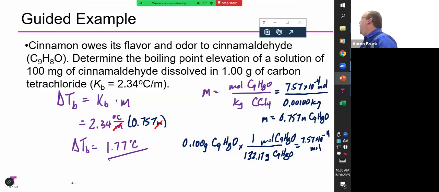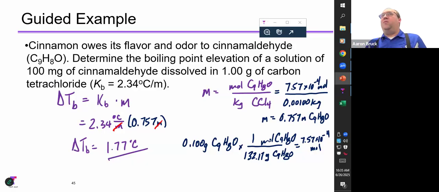Now, one really important thing about this calculation. This is a calculation that is only telling us how much the boiling point changed. It's not the actual boiling point itself. Carbon tetrachloride does not boil at 1.77 degrees Celsius. If it did, we'd have a different name for it. Gas. Carbon tetrachloride is naturally a liquid. So if the question were asking us, what is the boiling point of this solution? We would have to look up what the boiling point of carbon tet is and add this 1.77 to it.